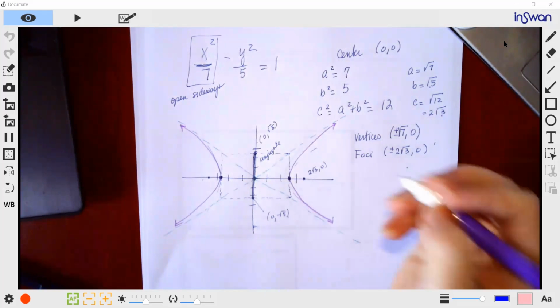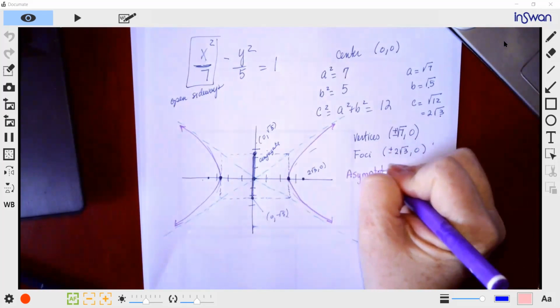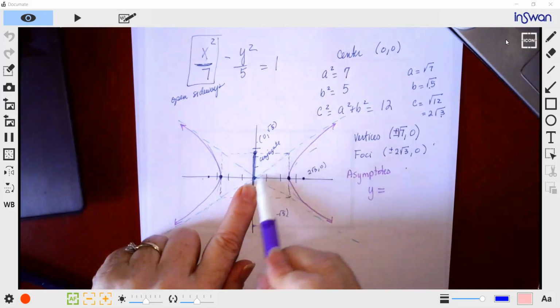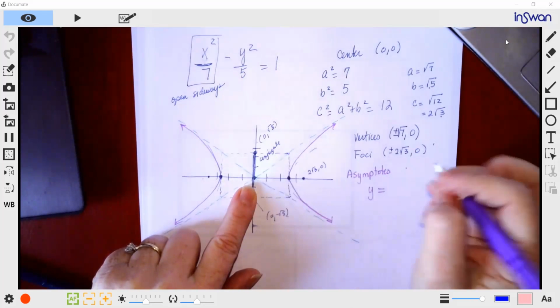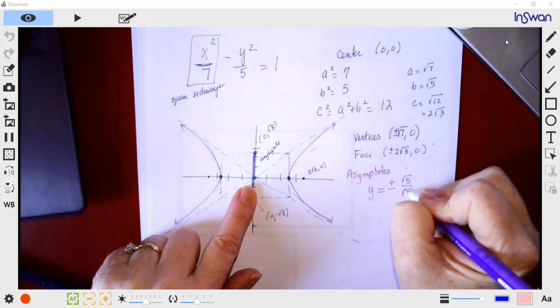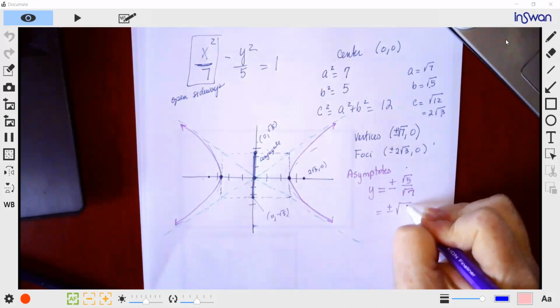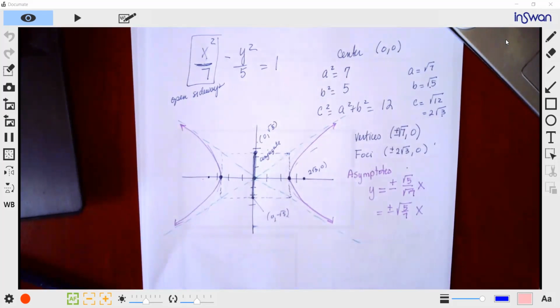Okay, now what are the equations of my asymptotes? Well, it's y equals, just think about it. What's the slope of this line? It's rise over run, which is b over a. So it would be plus or minus the square root of 5 over the square root of 7, or plus or minus square root of 5/7 if you prefer. And that's the slope. So the equation would be y equals plus or minus square root of 5/7 times x.